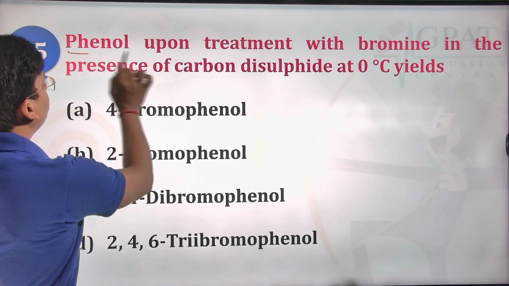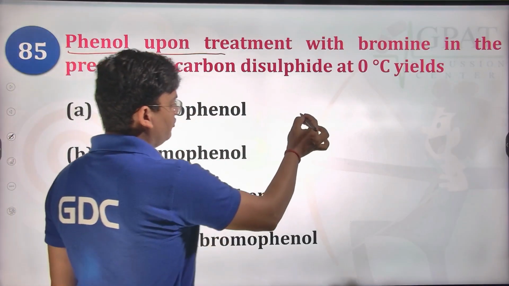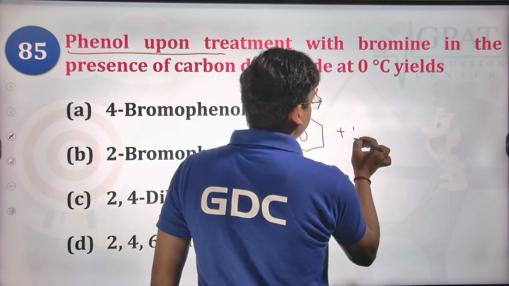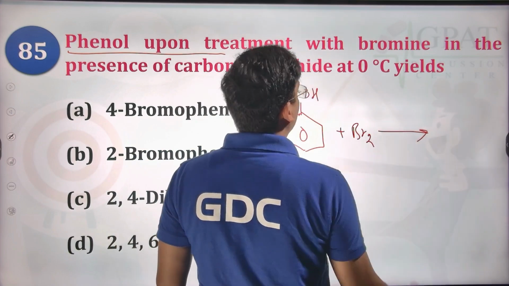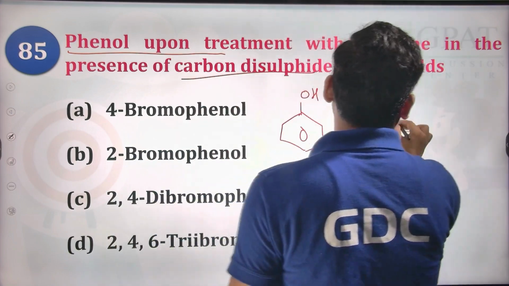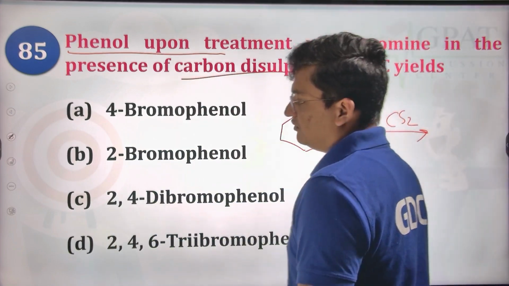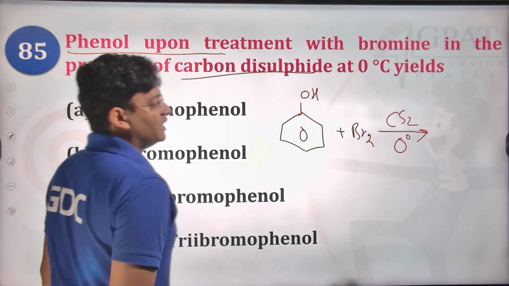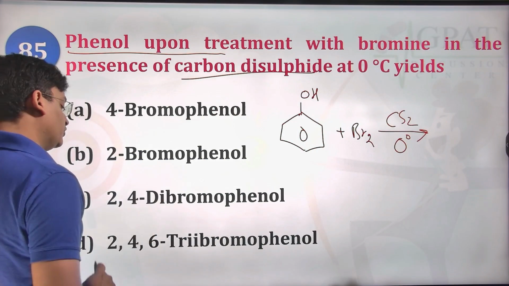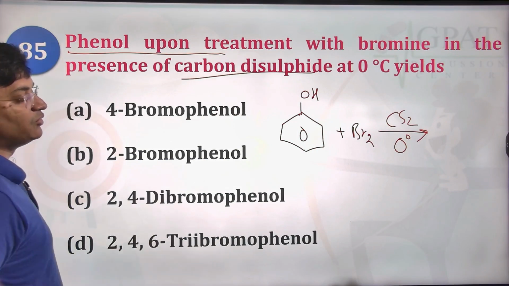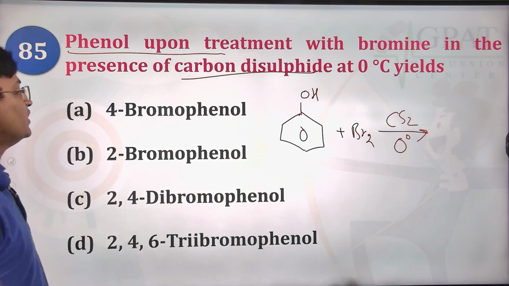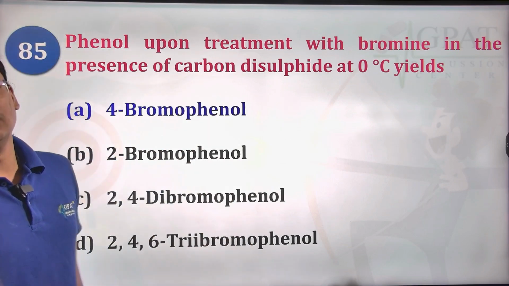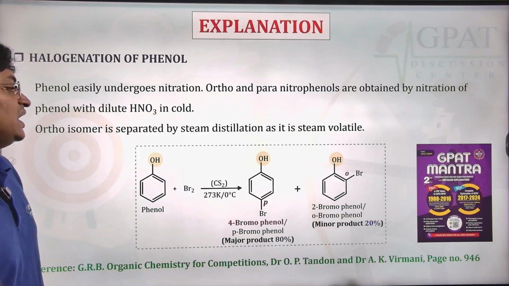Next question, we have phenol upon treatment with bromine. When we react this phenol with bromine in the presence of carbon disulfide, a non-polar solvent, at 0 degrees centigrade, we are going to get 4-bromophenol, 2-bromophenol, 2,4-dibromophenol or 2,4,6-tribromophenol. For this solvent, we are going to get only our para substituted product as the major one, that is 4-bromophenol.